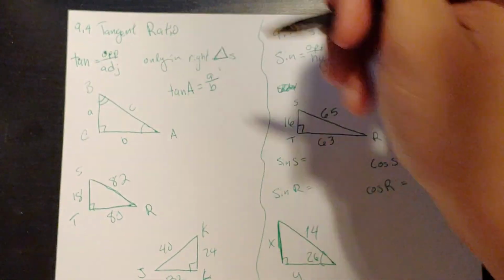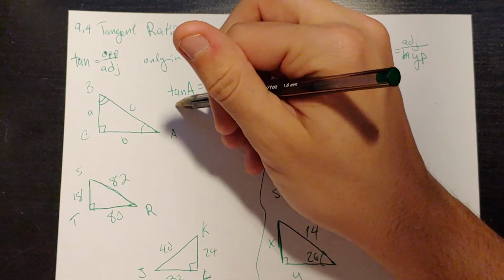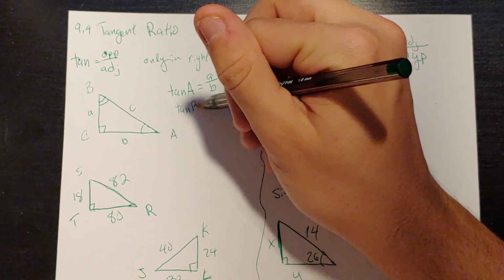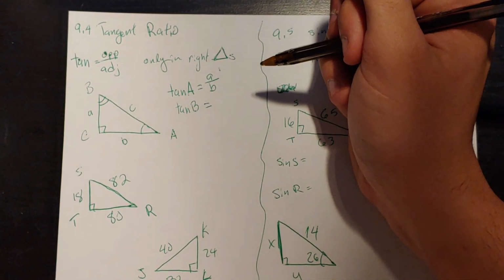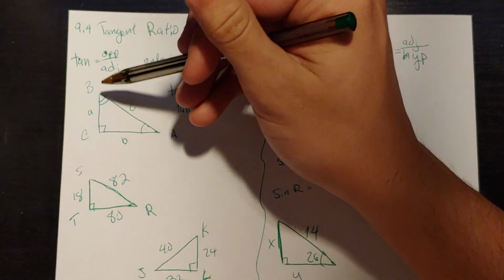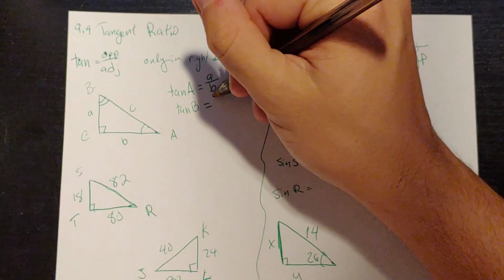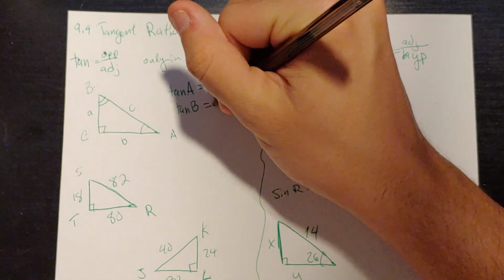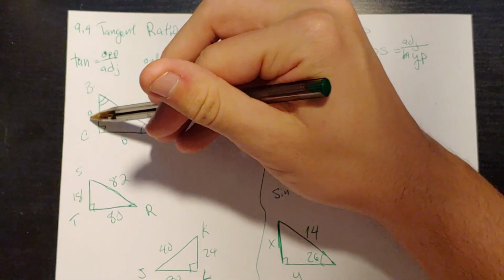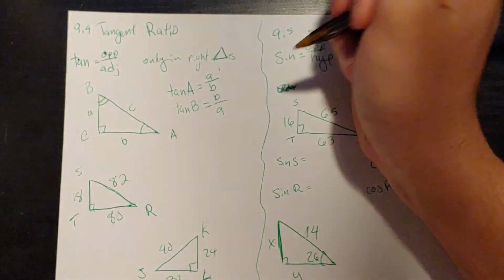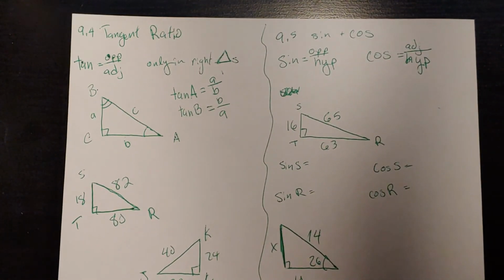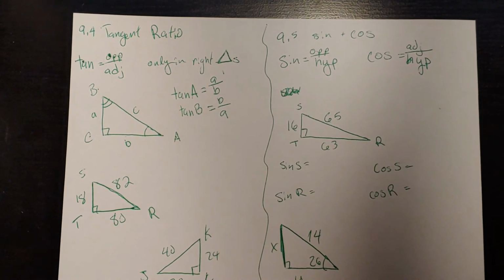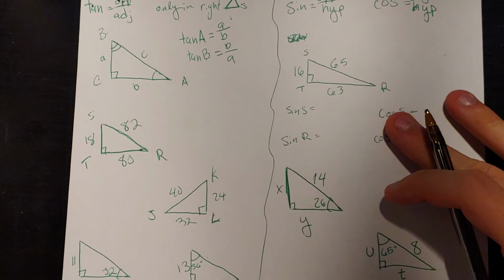We do have another angle we can use. We can use the tangent of B, and that's going to equal opposite, which is little b, divided by adjacent, which is a. And that's all there is to figuring out what the tangent of a certain angle is. So now why don't we put some numbers to it?